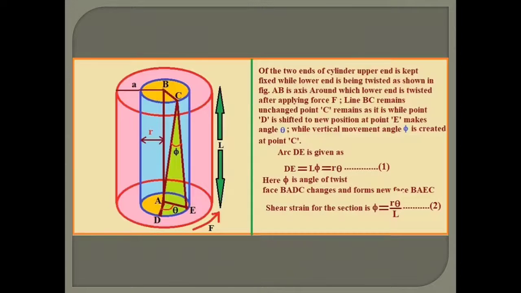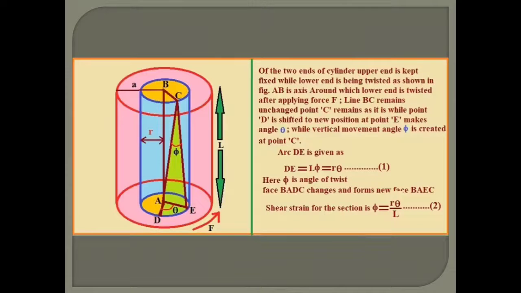You are observing in the diagram, line BC remains unchanged. Point C remains as it is, while point D is shifted to a new position at point E, and makes an angle theta at point A. While the vertical movement angle, that is the shear angle, phi, is created at point C.